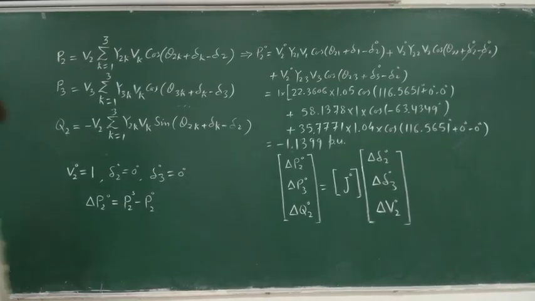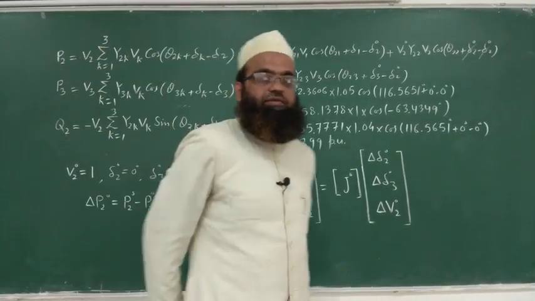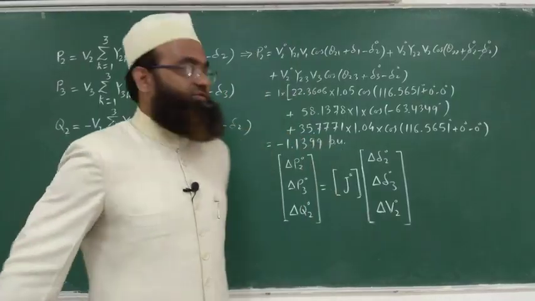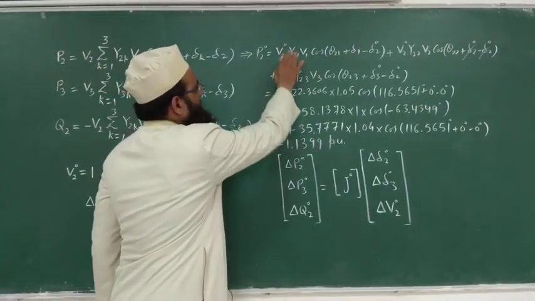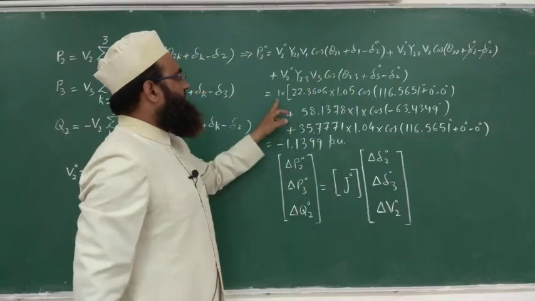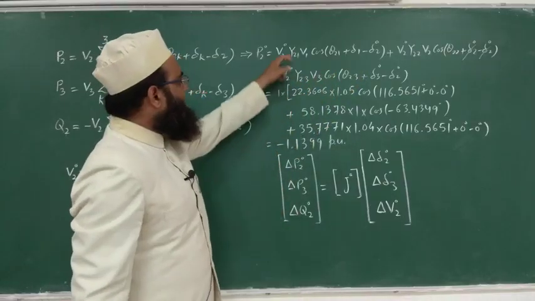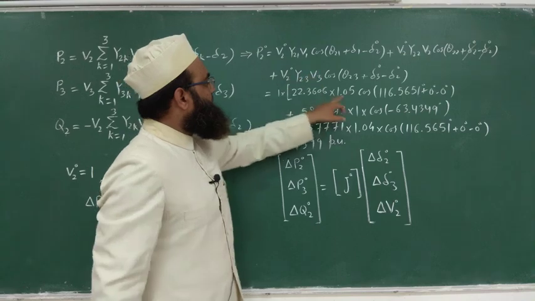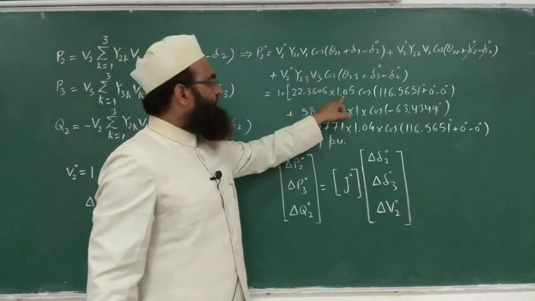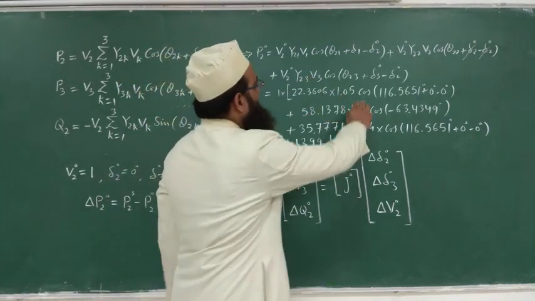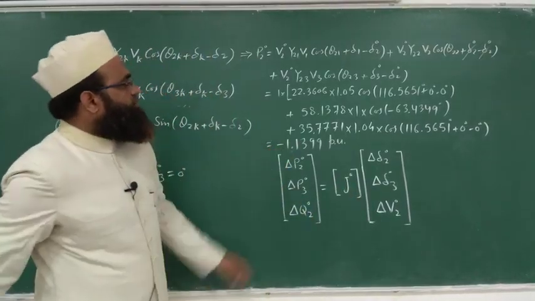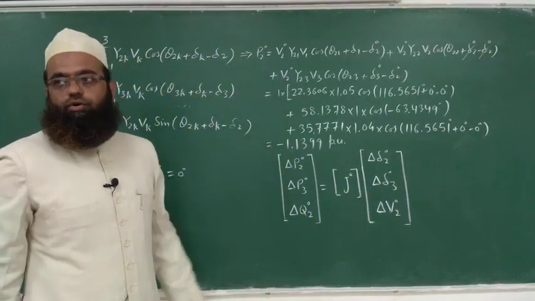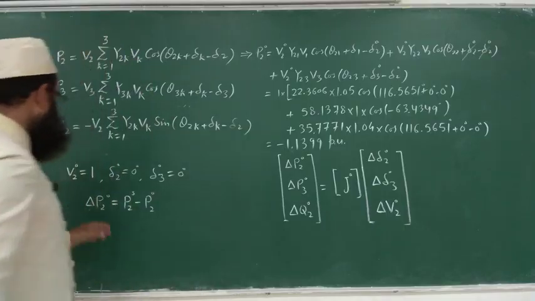So substituting the values of the parameters and the variables, initial variables which we have assumed. So you can observe that V2 0 is common in all the 3 terms, so we can take common, and Y21 values are this. V1 is slack bus voltage magnitude 1.05 cosine. So finally you are getting minus 1.1399 per unit as P2 0. So knowing this, you can evaluate del P2 0.